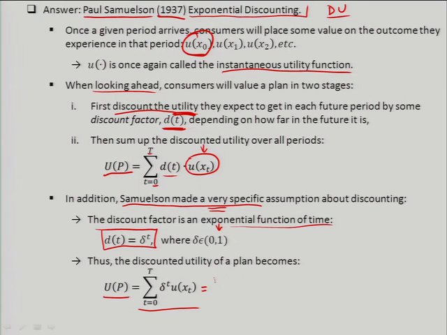So you just get u of x naught plus delta u of x1 plus delta squared u of x2, etc., either up to infinity or up to capital T. So if you look at this sum, it's basically a weighted sum, just like expected utility. Right? Yeah, David.